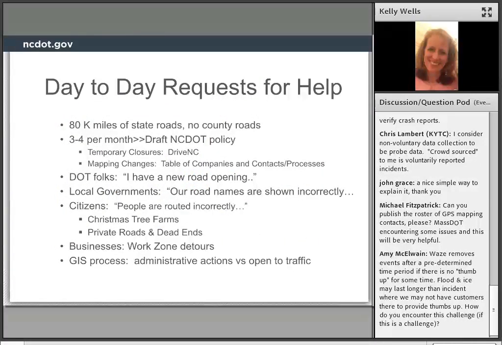So now with all that said, like I said, we learned all this through hurricanes. So how does this apply to day-to-day use? And it really does. We have 80,000 miles of road, so we get a lot of this happening. And I would say 3 or 4 times a month, somebody in DOT comes to me and says, hey, I know you work with these mapping companies. I need your help. I was doing it so much that we've created a draft NCDOT policy on how to work with mapping providers.